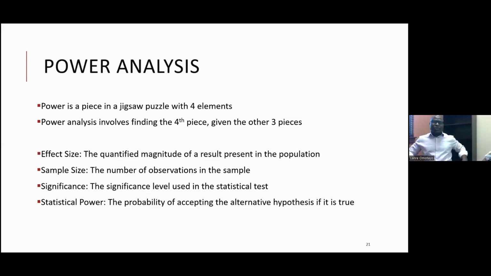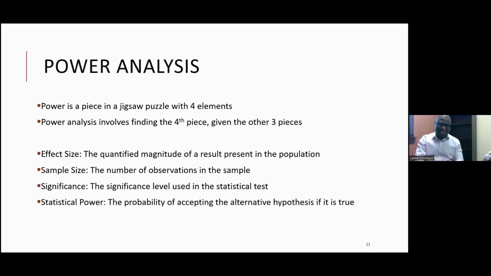For instance, if you're willing to tolerate a lot of error in concluding that you have found a finding when in fact that finding does not exist, a lot of error in actually rejecting the null hypothesis when you should not have rejected it, you might need fewer people. In essence, what I'm trying to tell you here is that the significance, the statistical power, the sample size, and the effect size all depend on one another. If one changes, the other one changes.